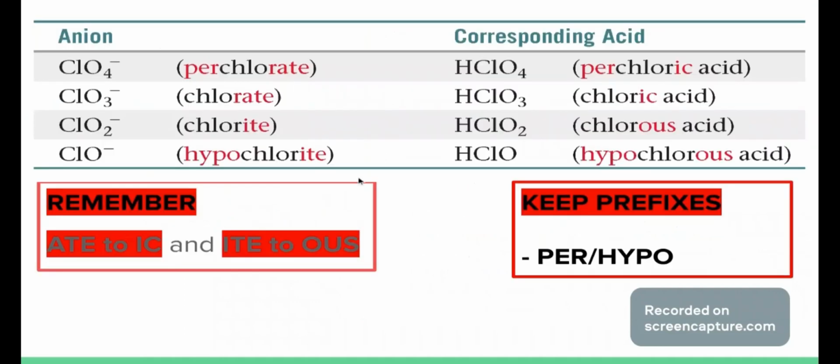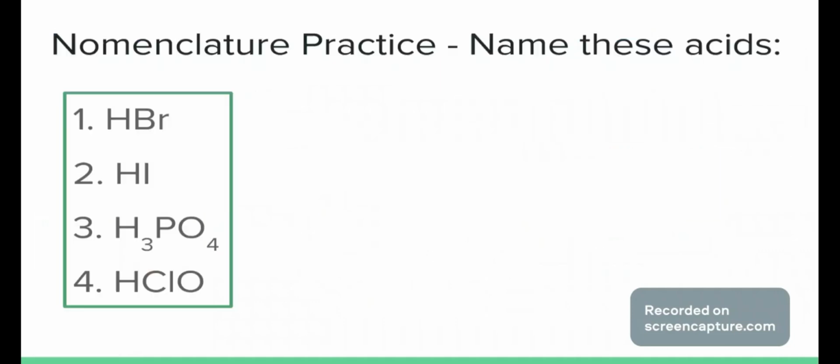So overall, here's a good table to look at. Here are the unique individual ions that you'll see: perchlorate, chlorate, chlorite, hypochlorite. And then remember this, ate going to ic, and then you have ite to ous: chlorous acid and then hypochlorous acid. And we're keeping that prefix, per and hypo, but we're changing the end, ate to ic and ite to ous.